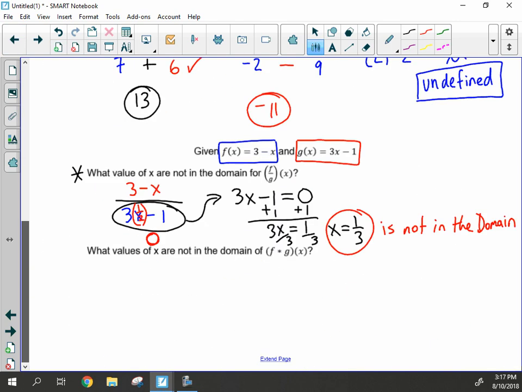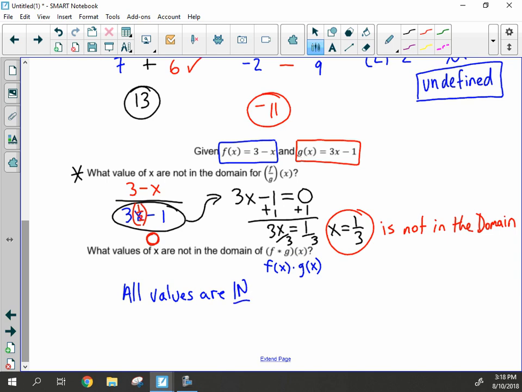Okay, the last thing, it says what are the values that are not in the domain of f times g of x? So remember, this is f of x times g of x. Well, if you remember in the beginning of this, I said f of x has a domain of all real numbers, g of x has a domain of all real numbers. If you add, subtract, or multiply them together, the result will have a domain of all real numbers. So basically, there are no bad numbers. So when it says what values of x are not in the domain, heck, all values are in the domain.